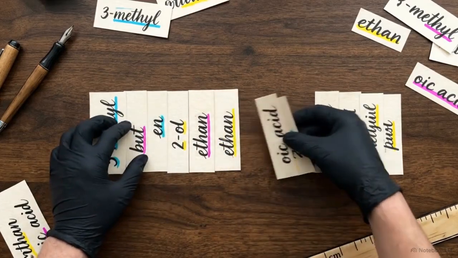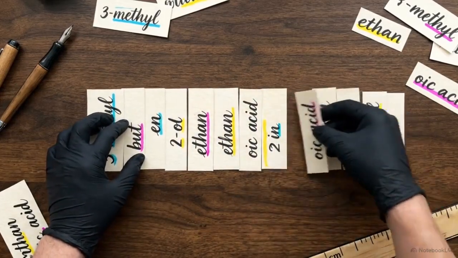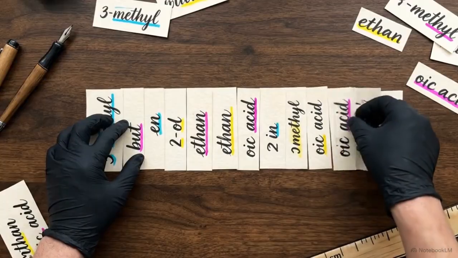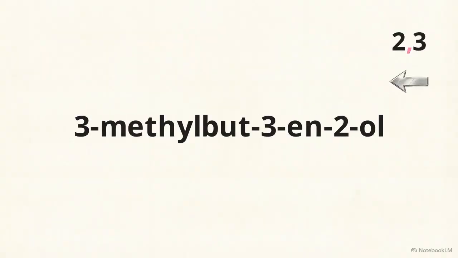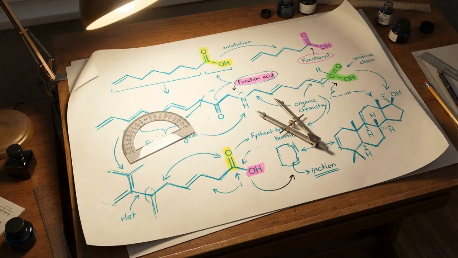Finally, step 6 is the assembly. We combine all our identified parts into a single name using strict punctuation rules. In this system, commas are used to separate numbers from other numbers. Hyphens are used to separate numbers from words. Following this syntax allows a list of structural components to be read as a clear, standardized blueprint.